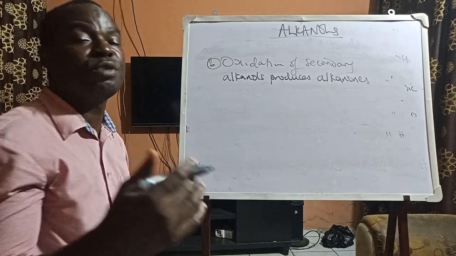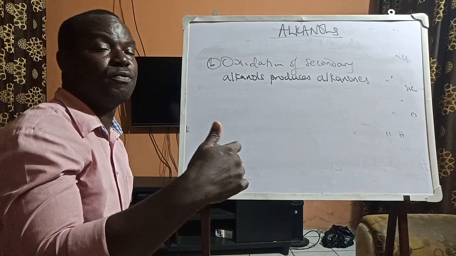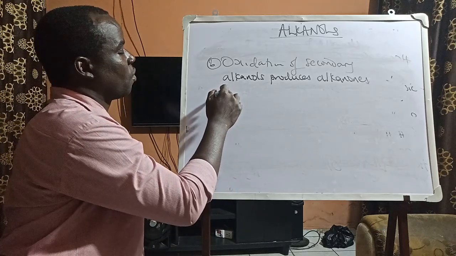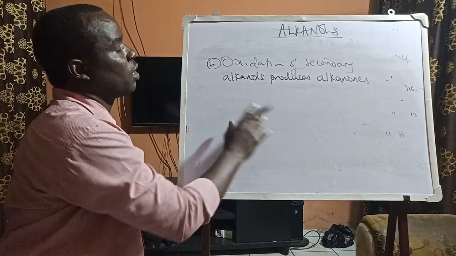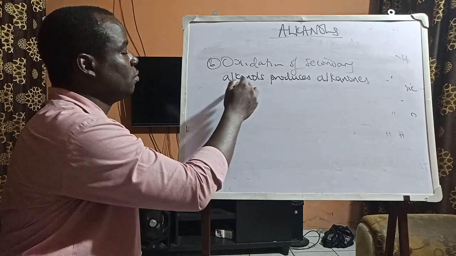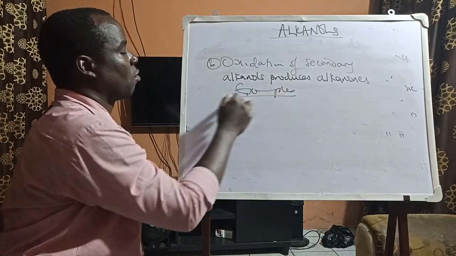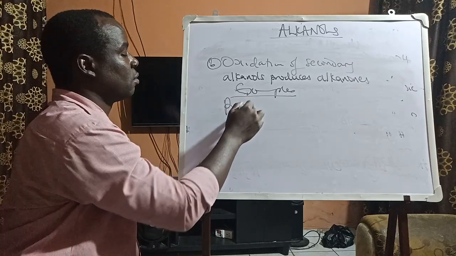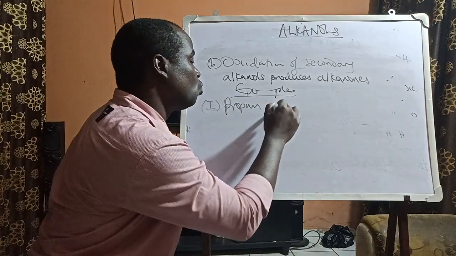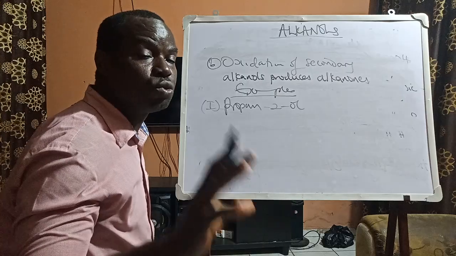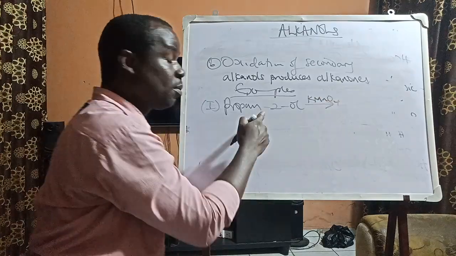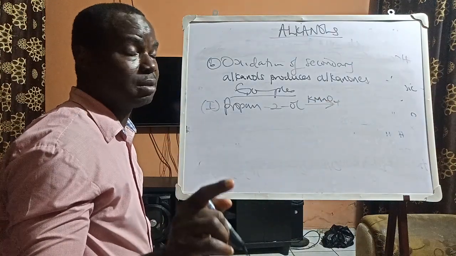You know that secondary alkanols, I told you before, they are alkanols from 2-ol and above. So okay, let's put it this way. Let's do some examples. Propan-2-ol. If it undergoes oxidation, that's using KMnO4. You know that 2-ol means secondary alkanols. Remember that.